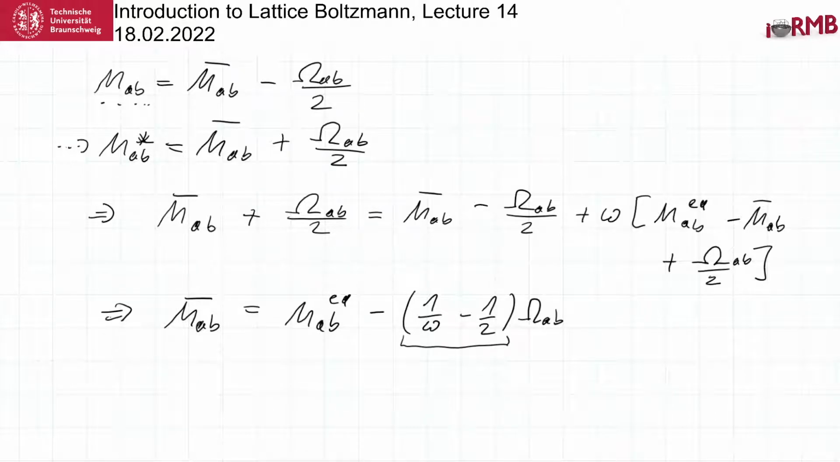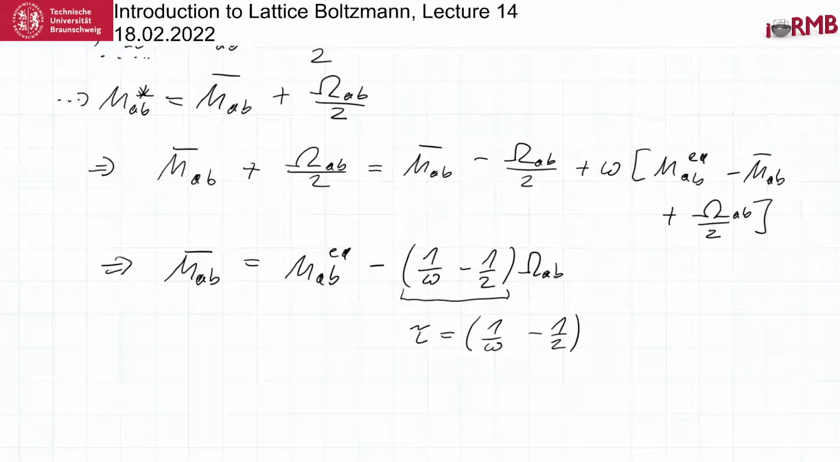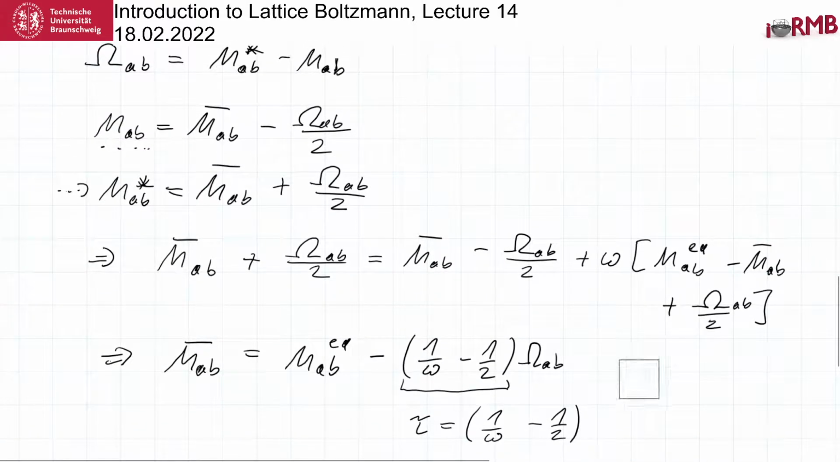We write this for simplicity as tau equal to 1 over omega minus 1/2. And you see I'm a little bit lazy today, so I skip all the dimensions of our equation. We always assume here that delta t is equal to 1 and delta x is equal to 1, because today we have a lot to write. Otherwise I'm getting too much for today. So this here is just to set the stage.